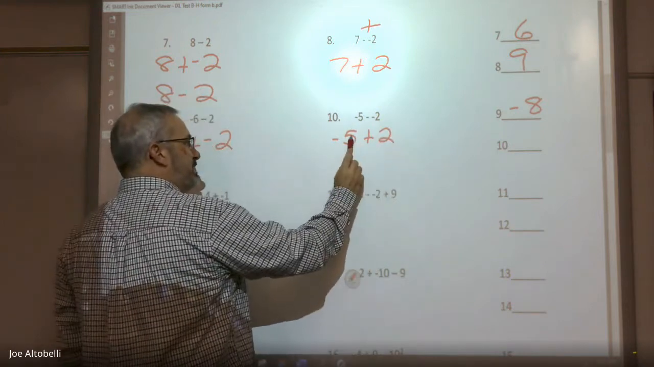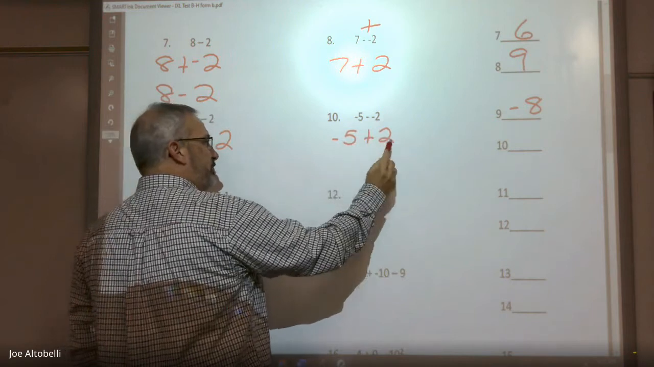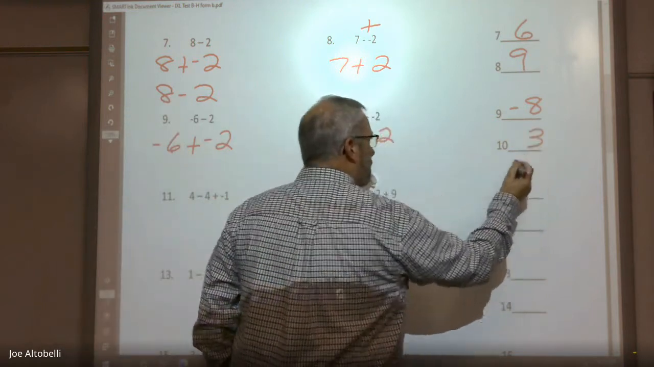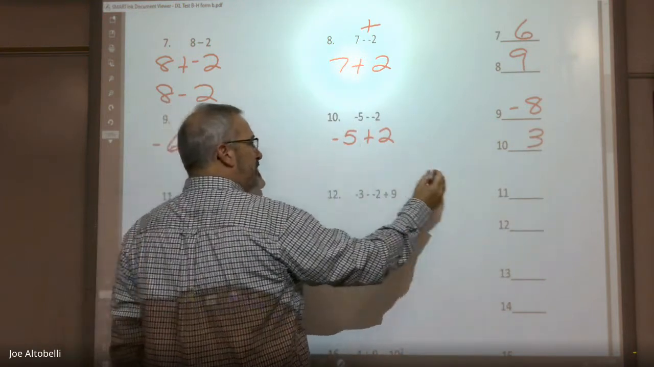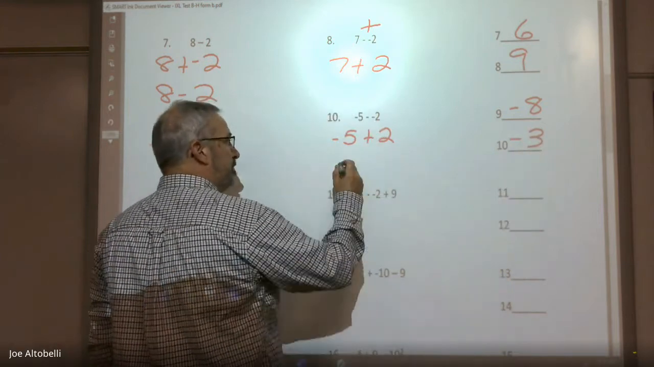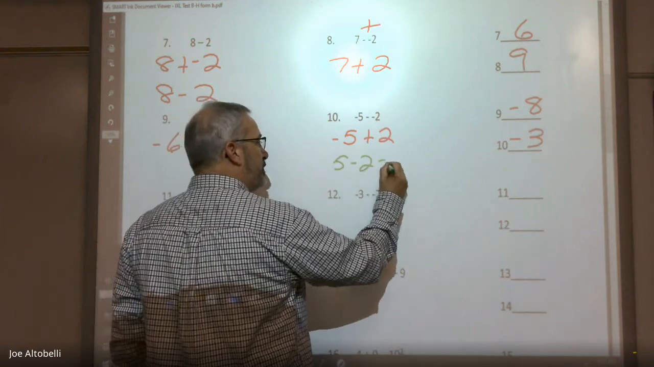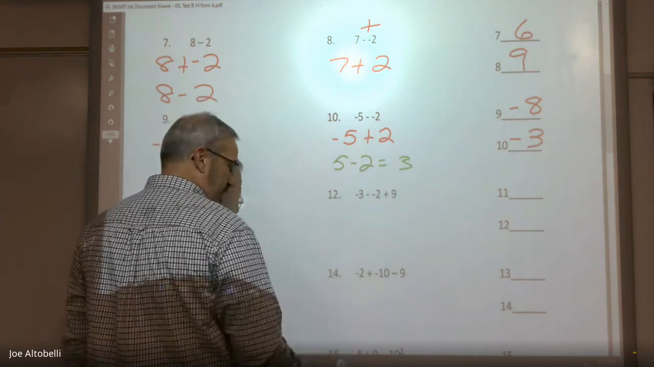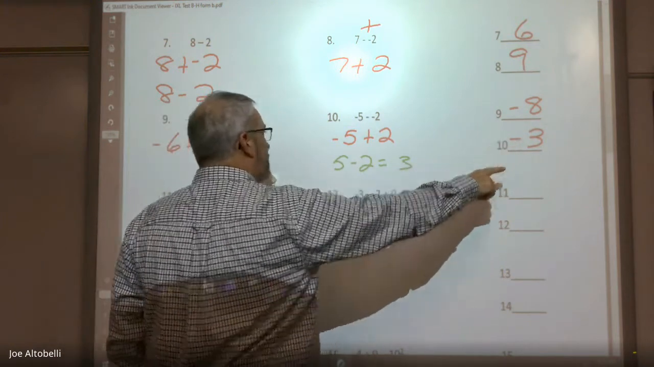The signs are different, so I find their difference. I have more negatives, so it's a -3. Put it in, 5 minus 2 is 3. I have more negatives, so it's a -3.